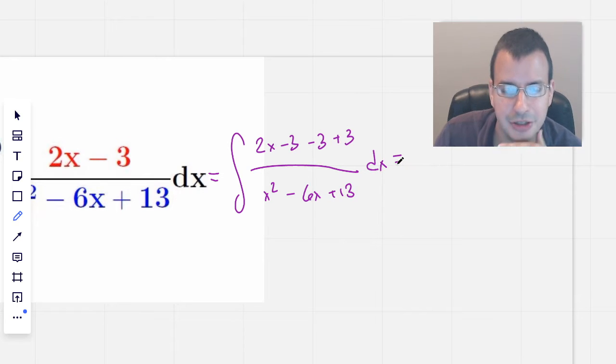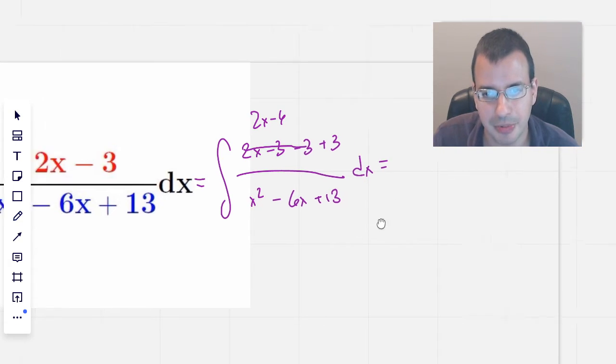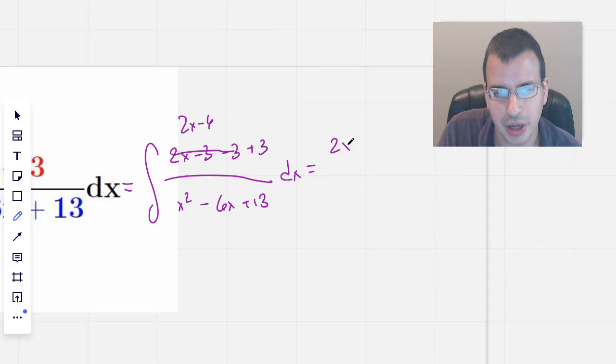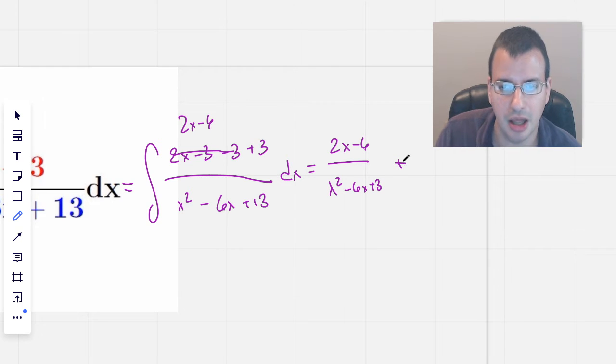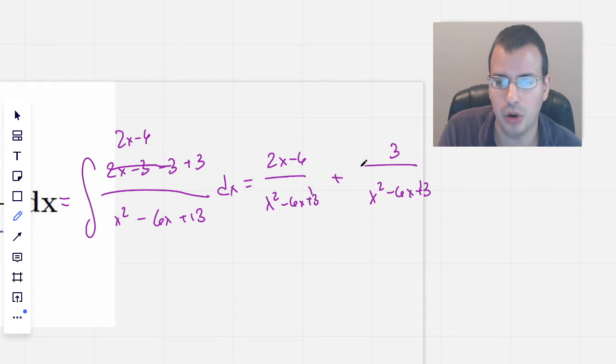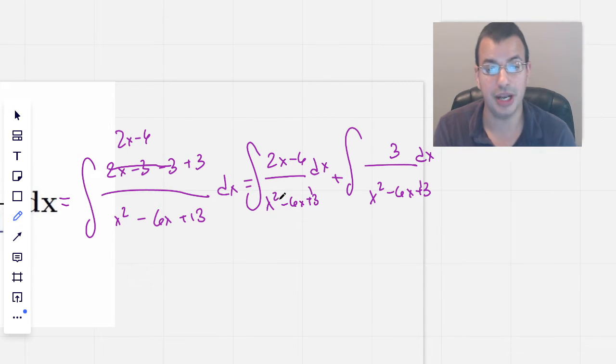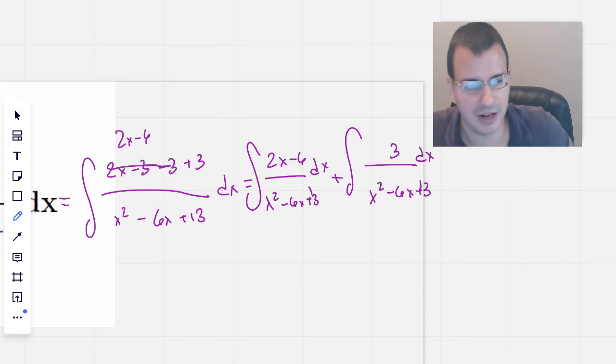All right, so then I'm going to rewrite this part as 2x minus 6. And then I'm going to break it up into 2x minus 6 all over x squared minus 6x plus 13, plus, and now I'm left with 3 over x squared minus 6x plus 13. Don't forget the 1 there. Integral dx. So now I've set this up in a way that I can kind of figure this one out.